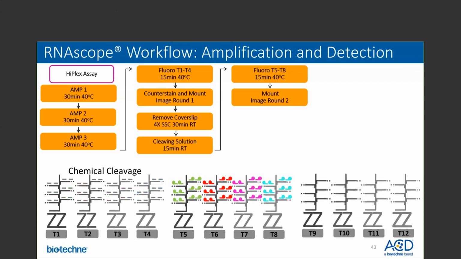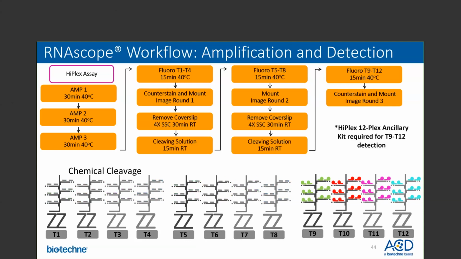Following imaging of round 1, the cover slip is removed. The T1 to T4 fluorophores are cleaved off using cleaving solution. Then T5 to T8 are detected using fluoro T5 to T8. The samples are again mounted and imaged for round 2 of the staining.